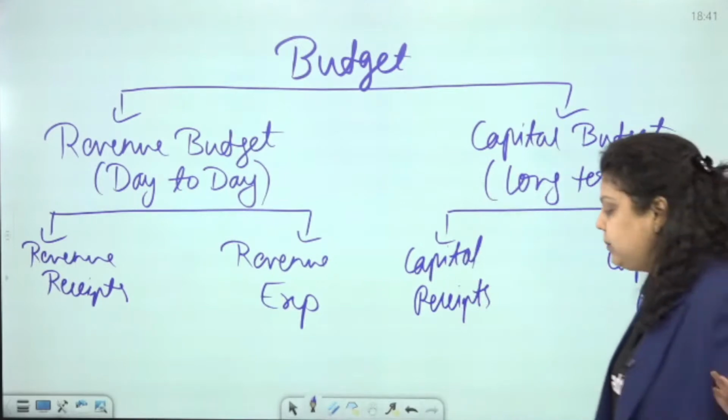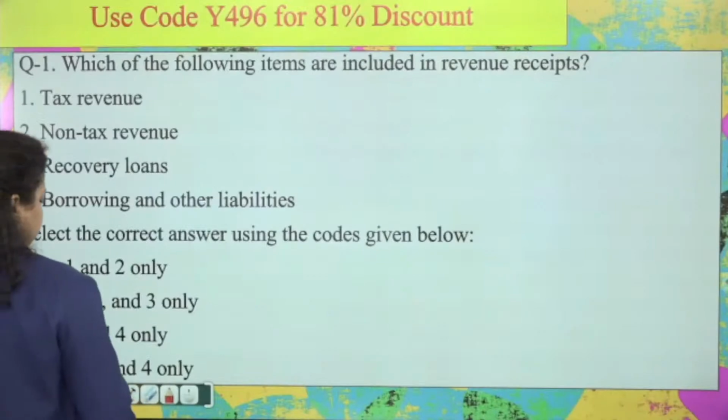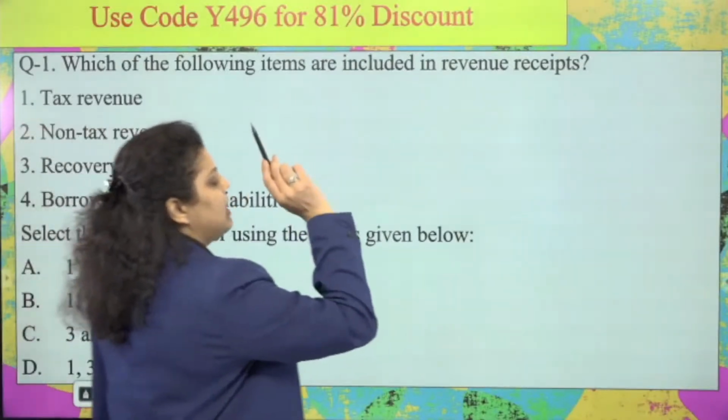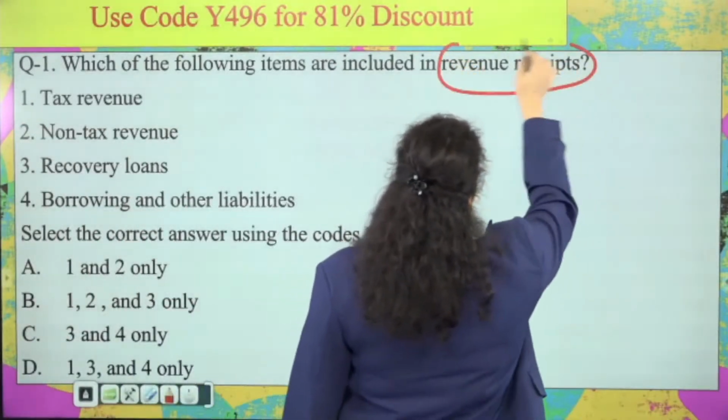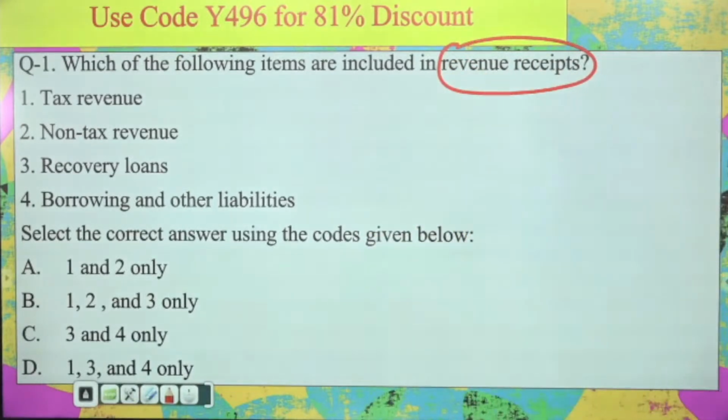Now I hope you will be able to answer the question being asked here: which of the following items are included in the revenue receipt? So what are revenue receipts? It's a day-to-day basis income. The revenue receipts are a day-to-day basis income.